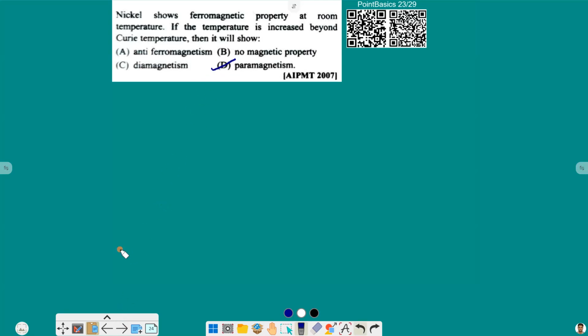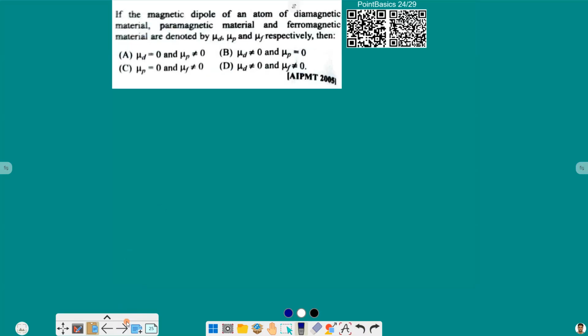Option D, just as per the previous question. If a magnetic dipole of an atom of diamagnetic material, paramagnetic material, and ferromagnetic are denoted by these values, so we have two magnetic dipole moment, and we know magnetic dipole moment for a diamagnetic material is zero. So mu d is zero, and for para it is non-zero, and for ferro it is also non-zero. So which of the option matches?